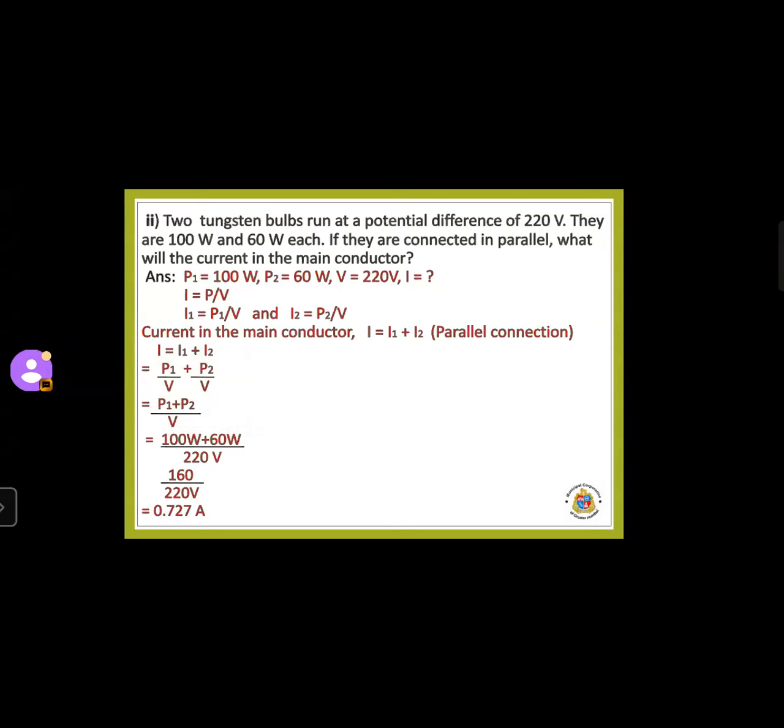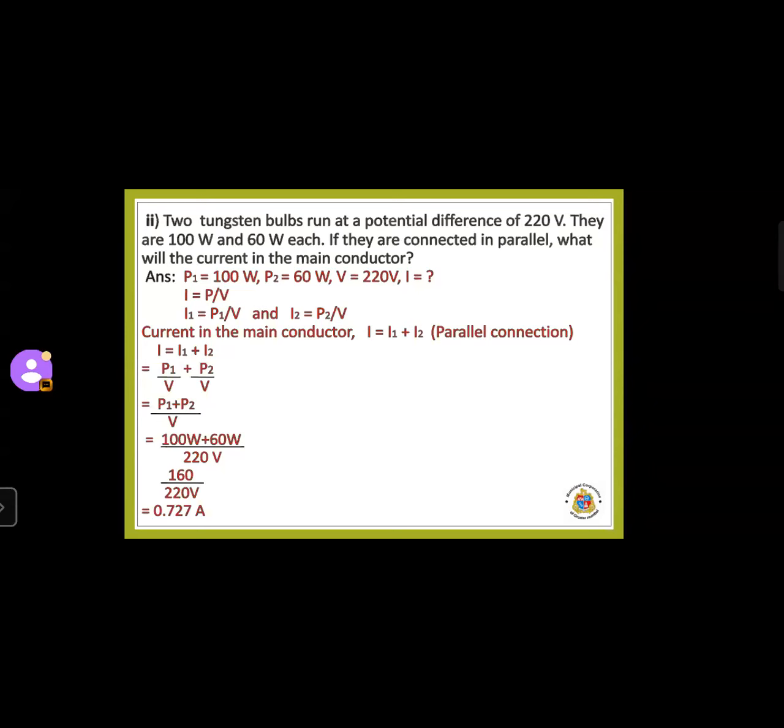And what about the current? According to Ohm's law, I is equal to P upon V, that is your formula. Now here the current is I1 and I2 because it is parallel, and power is P1 and P2. Now students, the current in the main conductor, we know I is equal to I1 plus I2, because parallel connection is there.